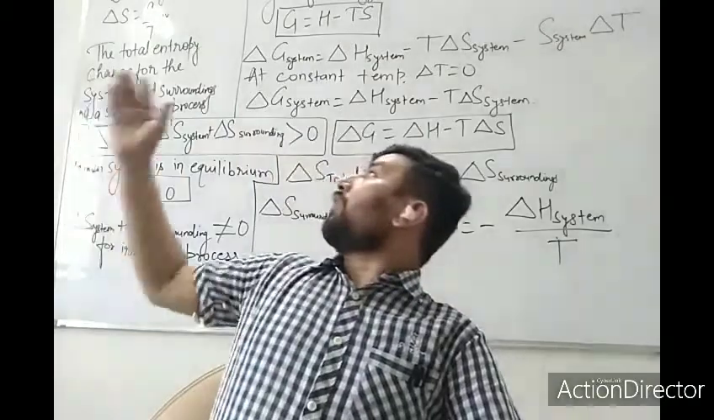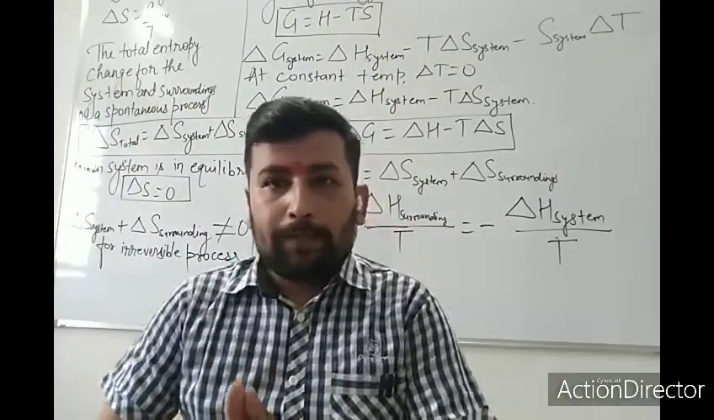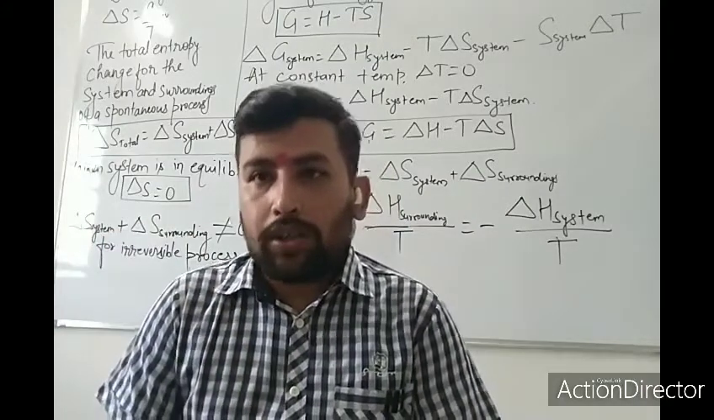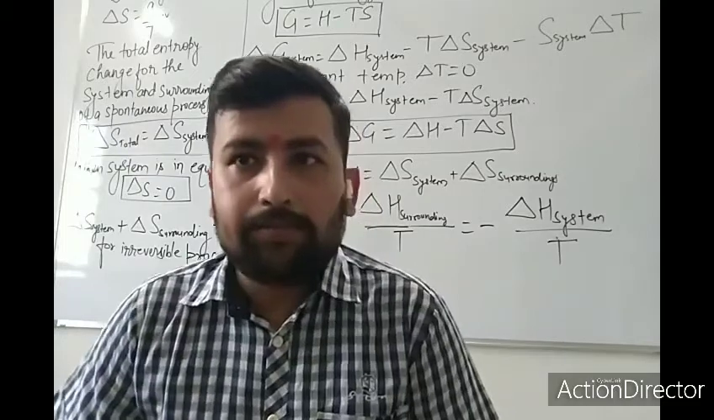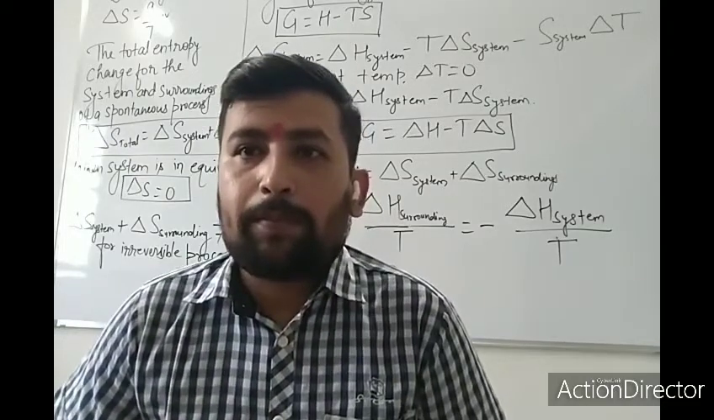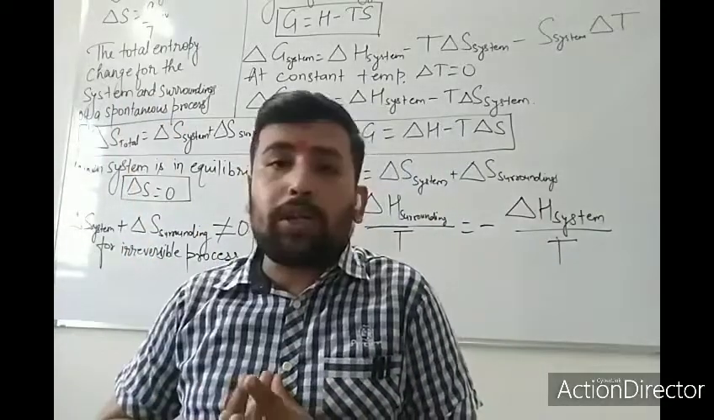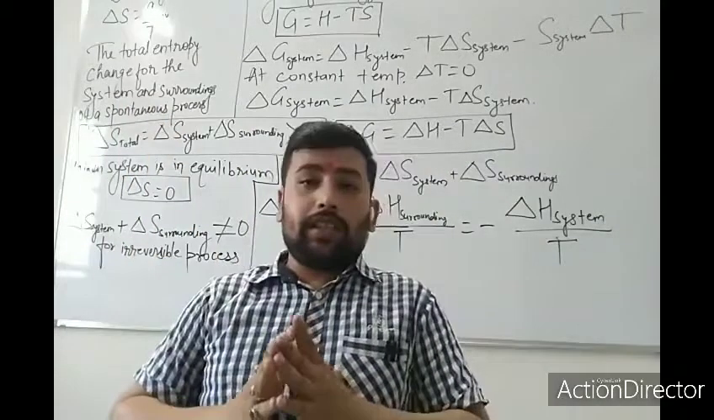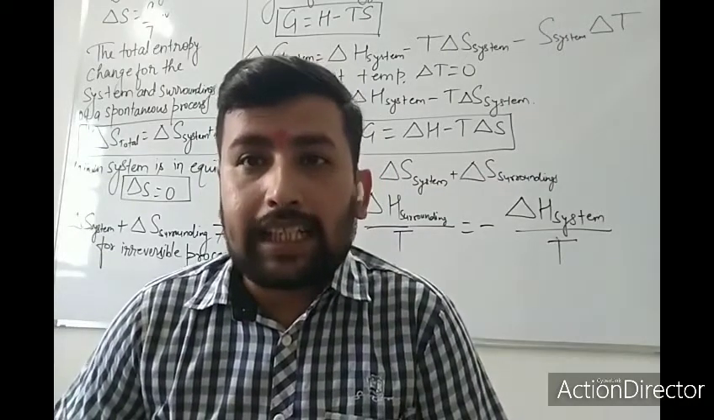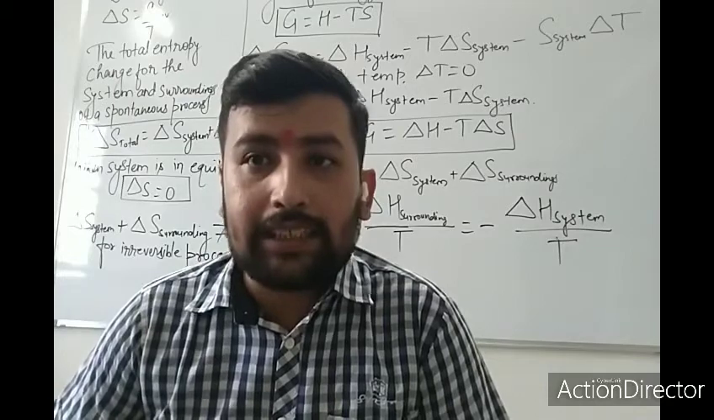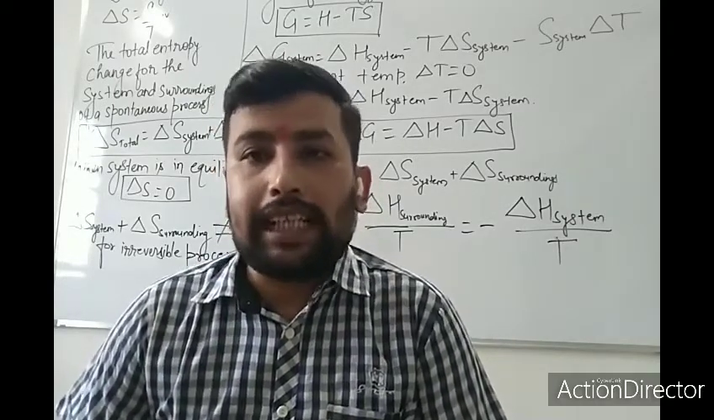But before that, I would like to show you what is the change in entropy. As in the earlier video, I have already discussed, delta S is equal to Q reversible by T. The total entropy change for the system and surrounding of a spontaneous process is given as delta S total is equal to delta S system plus delta S surrounding, which should be greater than 0, right? But if I talk about chemical equilibrium, then delta S is equal to 0.